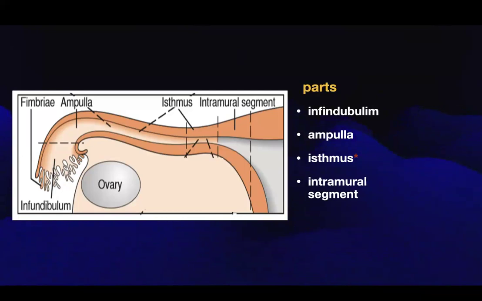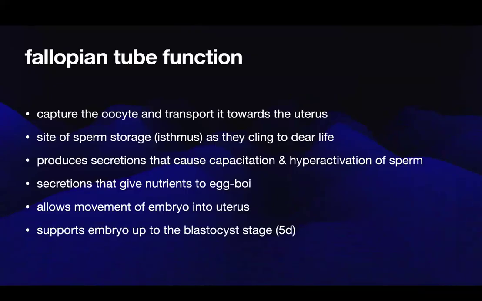Now, the fallopian tube's function is to capture that oocyte and transport it towards the uterus. It's also a site for sperm storage. Some of the early birds, the early sperm, get all the way up and just decide to chill on the isthmus. They wait for the egg to come, and then it's free season.